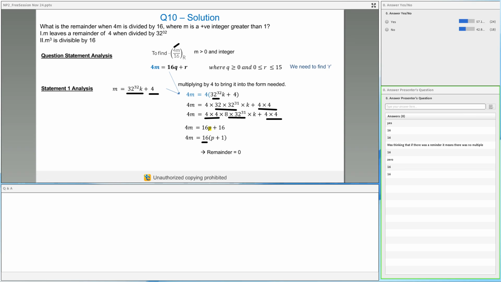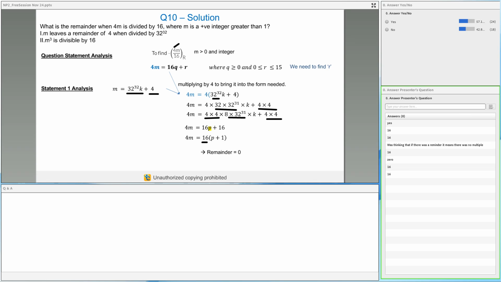If there was a remainder, that means not a multiple. That's correct, Anthony. If there was a remainder, then obviously that would mean it's not a multiple, but I will not get a remainder because I already have a multiple. I have 16 into something. I did tell you a few questions back that when 16 into something is divided by 16, the remainder will be 0, because 16 into something is a multiple of 16.